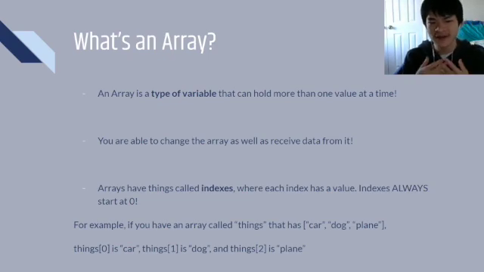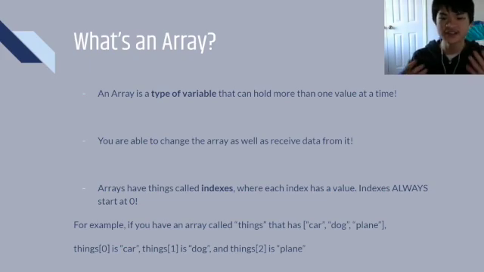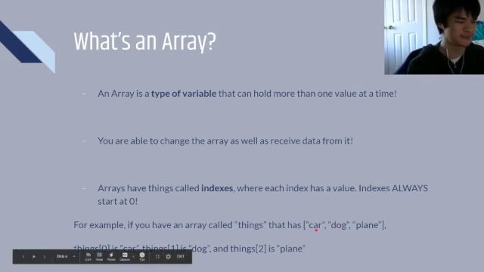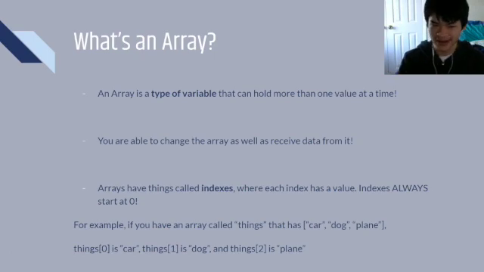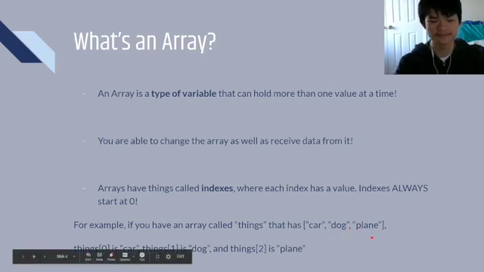For example, if you have an array called things that has the values car, dog, and plane, so it's a string array that contains 3 strings. If we have a 3 index array, this is index 0, this is index 1, and this is index 2. So the way we can say this is that things of 0, things index 0 is car, things index 1 is dog, and things index 2 is plane. So if we want to take the value, we'd say things 0, things 1, things 2.